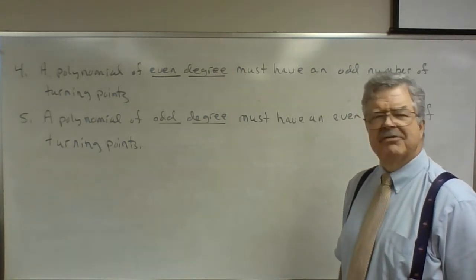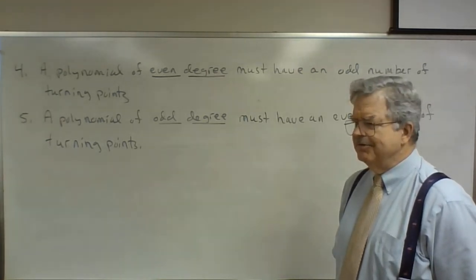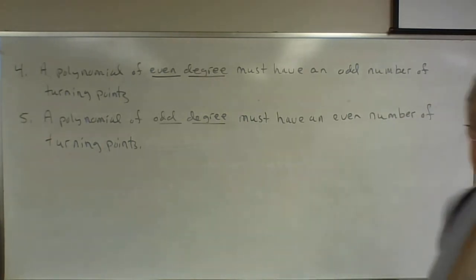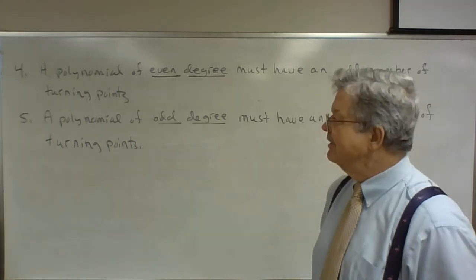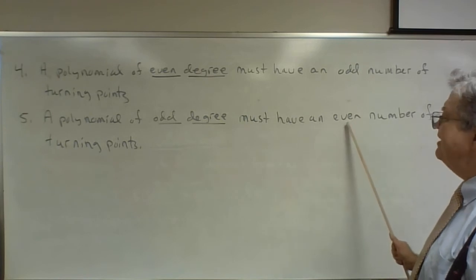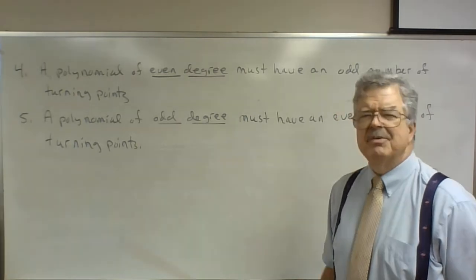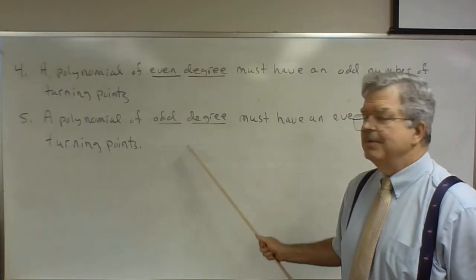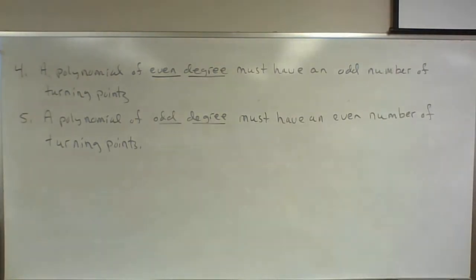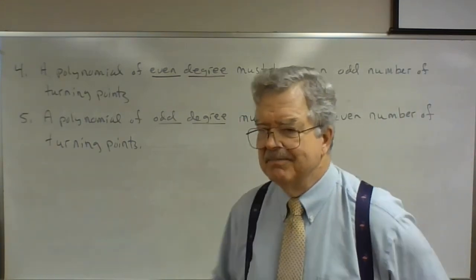This will make sense, I think, once we consider what our author calls the end behavior of polynomials. A polynomial of odd degree must have an even number of turning points. Again, this will make sense once we consider what the author calls the end behavior of a polynomial function.